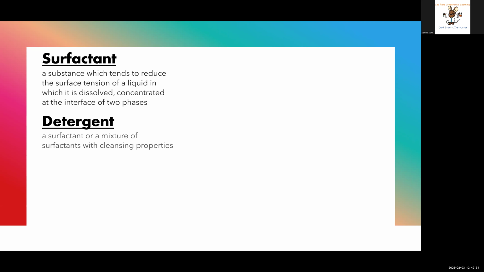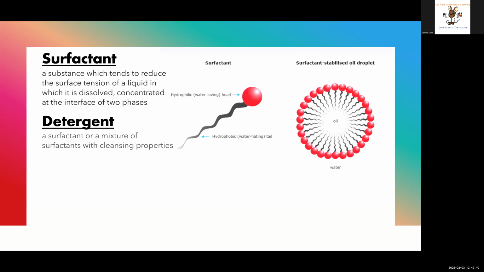Detergent is a type of surfactant or a mixture of surfactants with cleansing properties. The way they work, again, you have a surfactant, which has a hydrophilic or water-loving head and a hydrophobic or water-hating or water-avoiding tail. And then when you get this surfactant stabilized oil droplet, remember this is called a micelle. We've talked about this before. This is why you can use micellar water to take off your makeup and clean your skin.